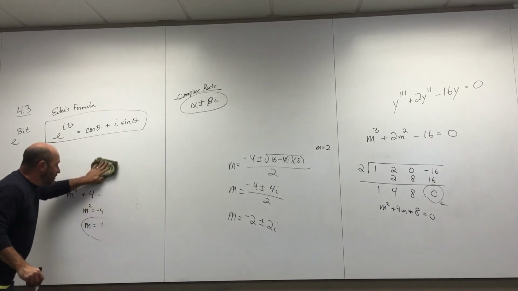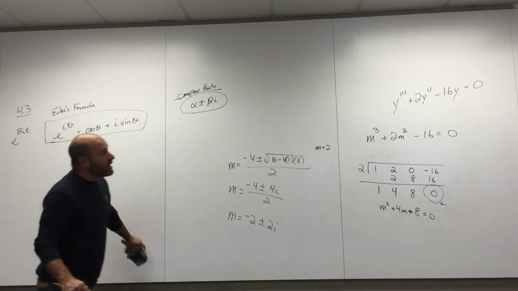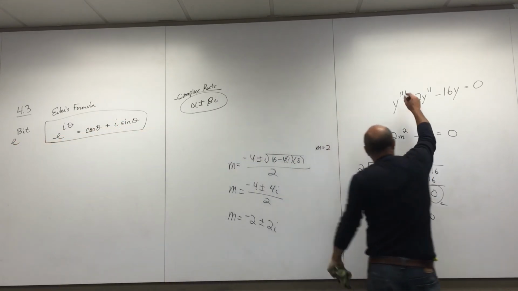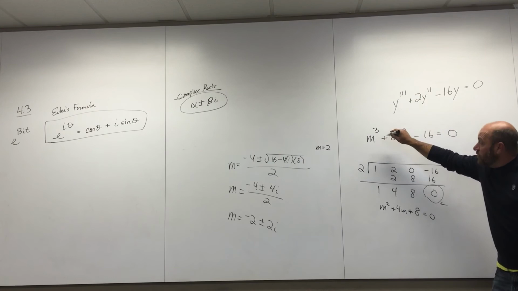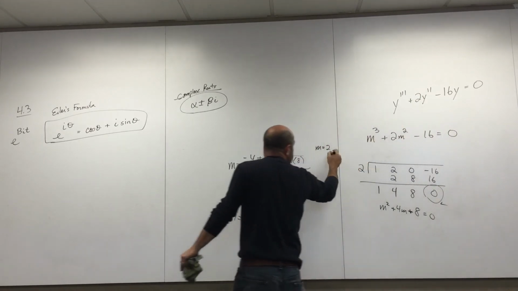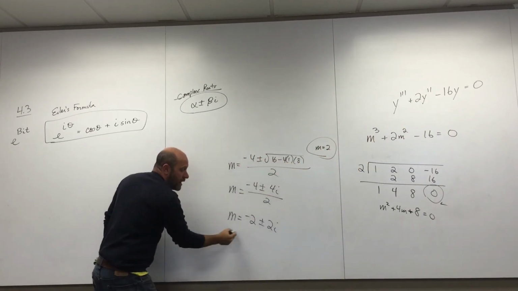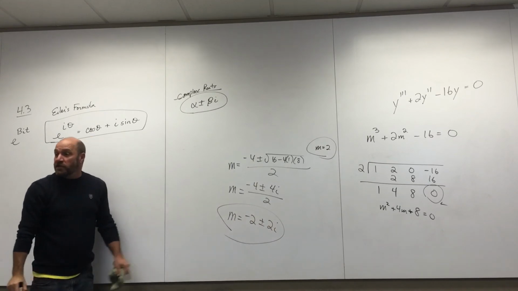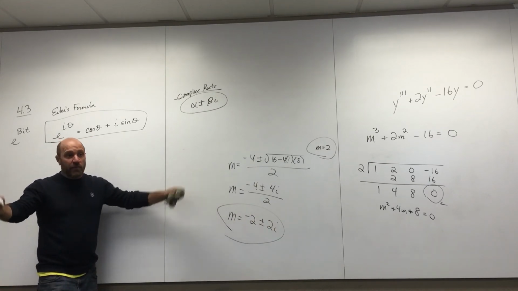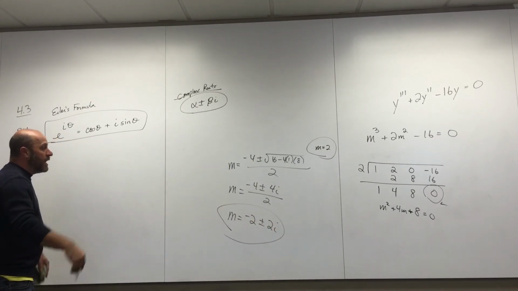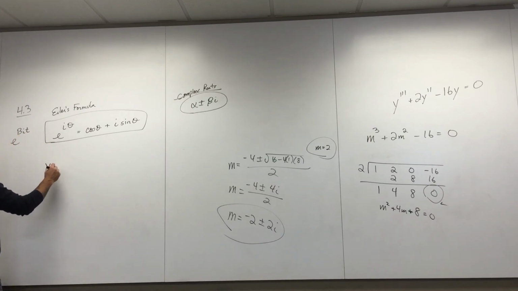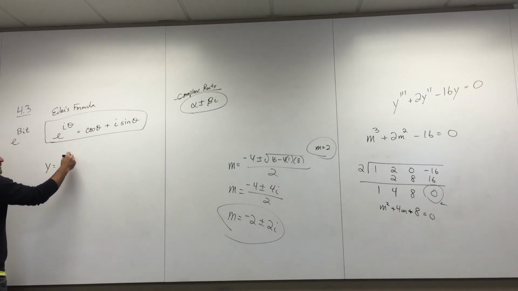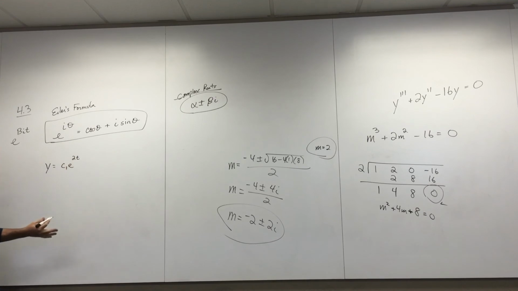So I think I'm ready to write my answer. Let me think. This was a third order DE. It was a cubic polynomial, and I believe I got 3 roots. I got 1 real root and these 2 complex conjugate roots. So I got my 3 roots. Y equals C1 e to the 2t. That's how we handle the 2.